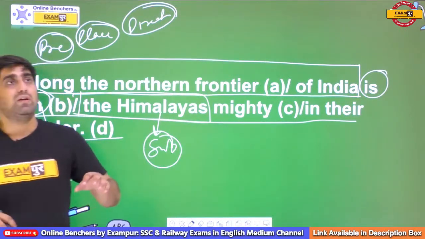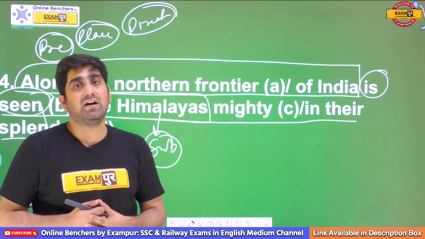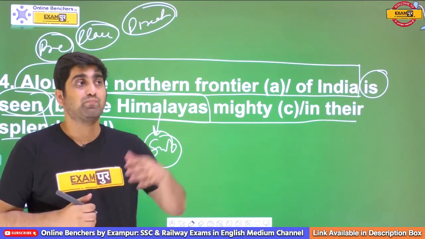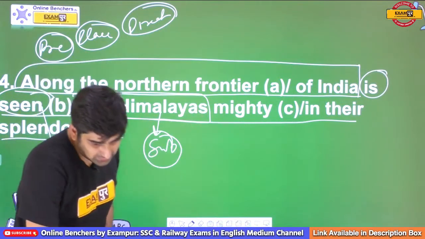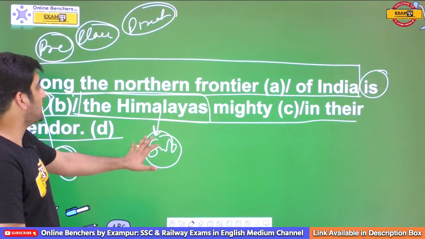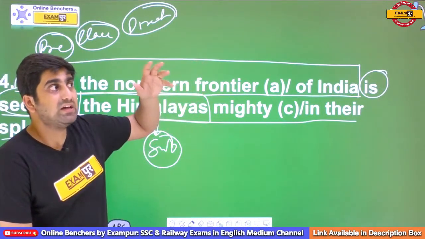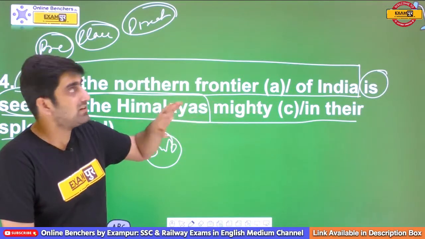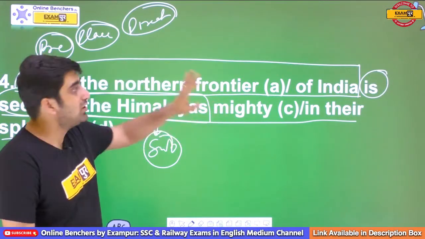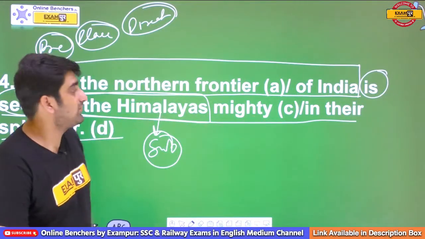And this is how you need to have a more logical idea and knowledge about the subject and identification of the subject. Guys, here the subject is in between the sentence. "Along the northern frontier of India" is nothing but the adverbial phrase that gives us a direction or talks about a place where the Himalayas are seen.